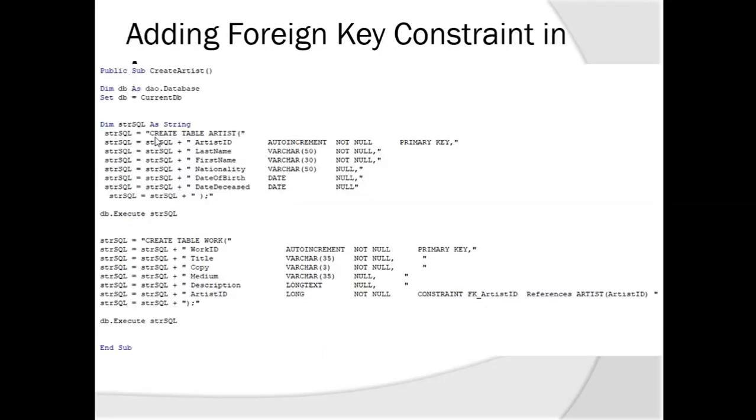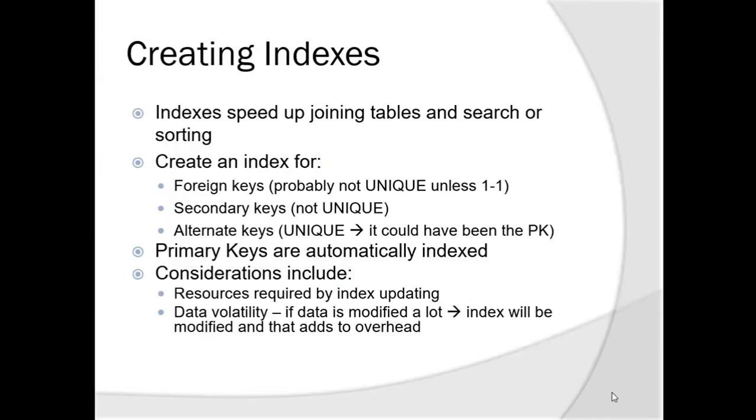Here I have in Access created the artist table and executed it, and I've created the work table from the example earlier. Because there was not an optionality, I wrote not null here. I wrote long for the data type because it's relating to an auto increment. Here's the constraint. I've assigned a name. This is just a name I made up, FK for foreign key. References the artist table.